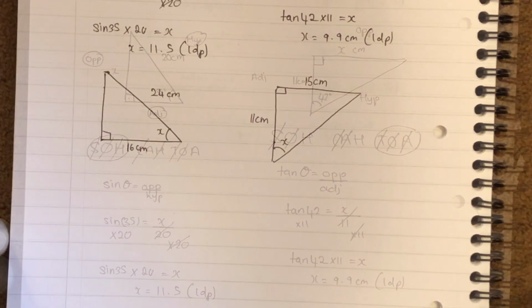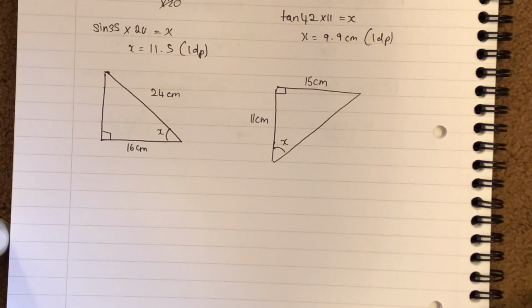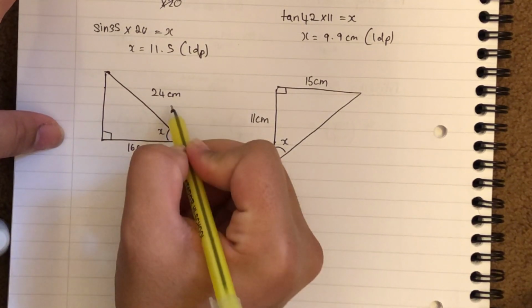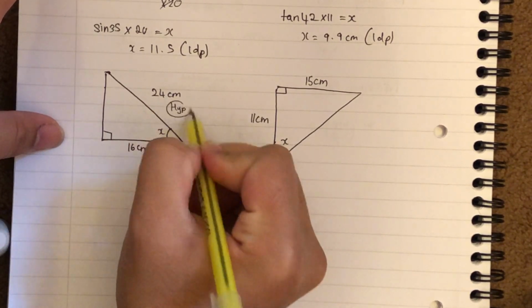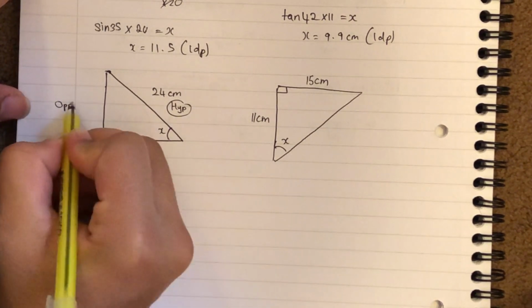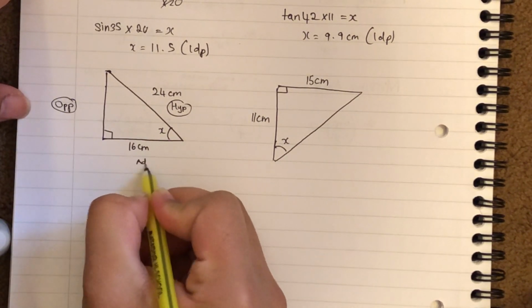Okay, now what to do if I need to work out a missing angle in trig? Okay, so the first thing I'm going to do is label my triangle. The side opposite my right angle is called my hypotenuse. The side opposite the angle given is called my opposite, and the leftover side is called my adjacent.